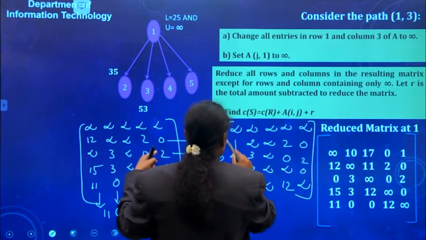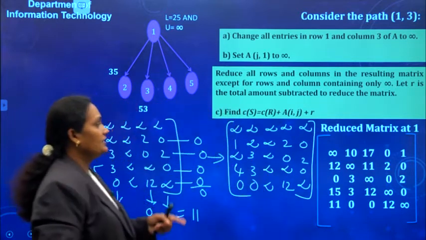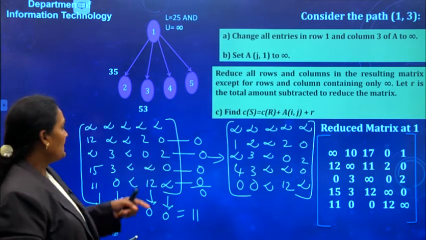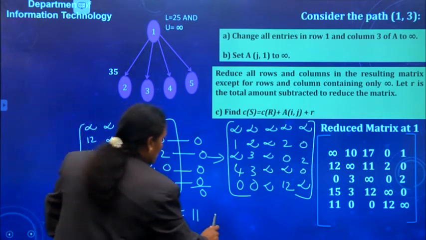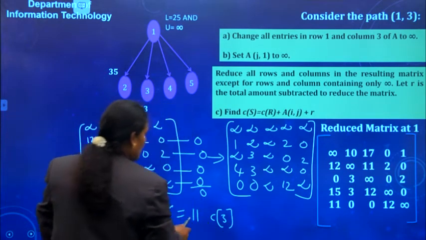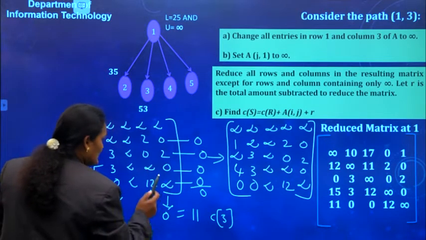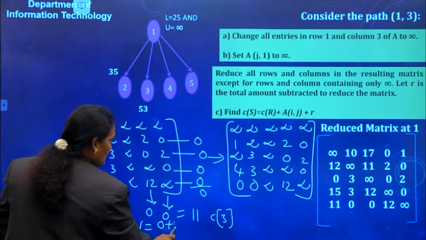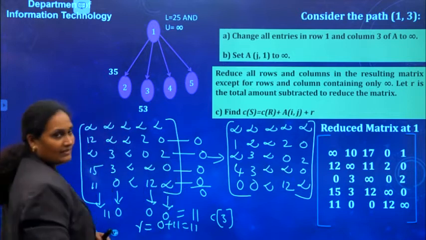This is the reduced matrix at 3. And what is the cost of 3? So first you need to find the R value. What is R? Row reduction plus column reduction. What is its value? 11.